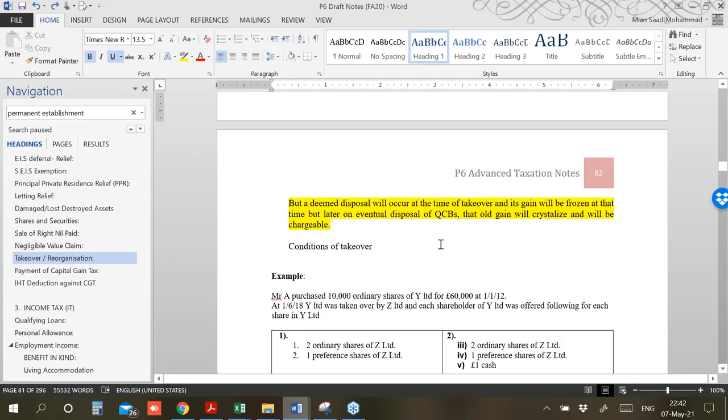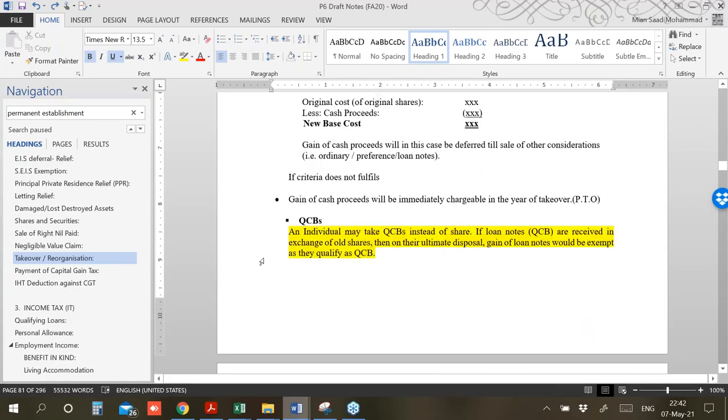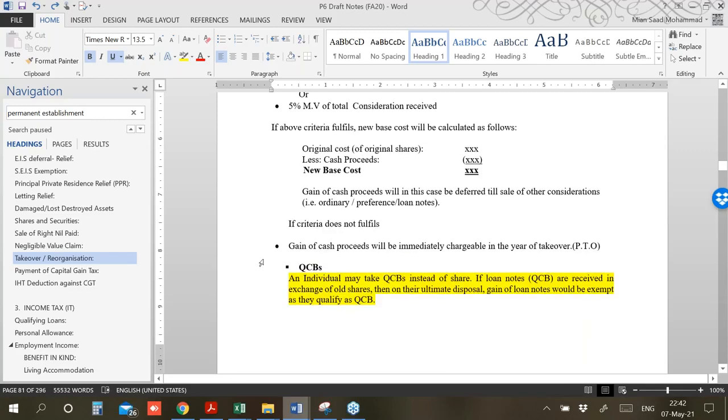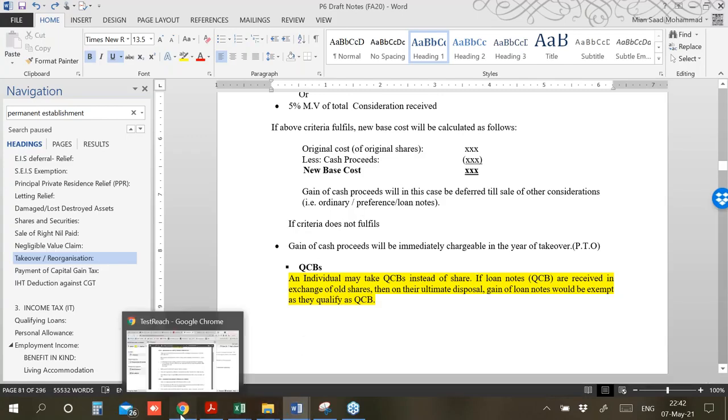However, the rules are different for that, but because the QCBs are not being tested here, I will not go into the detail. However, the QCB part of the gain gets frozen as well, and it will be taxable later on. All we should know is that the share part will be exempt, but the cash part will be taxable. And we have to calculate a base cost of shares and cash both on the takeover. So let's get back to the question.